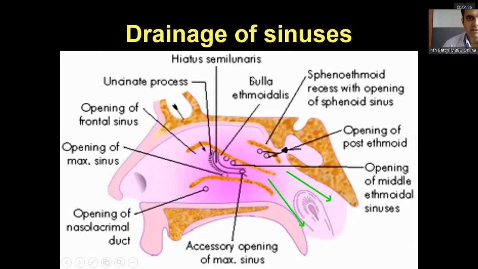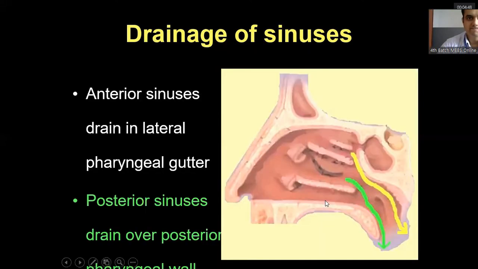So, the drainage of the paranasal sinuses. In the inferior meatus, only the nasolacrimal duct opens, and most of the openings are here: the frontal sinus, anterior ethmoidal air cells, and the maxillary sinus, and then the posterior ethmoid in the sphenoethmoidal recess, and the sphenoid sinus in the superior meatus. Look here, there is another white line. This is for the anterior group of air cells and the posterior group of air cells.